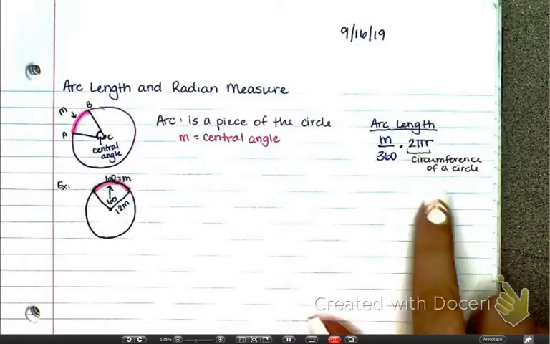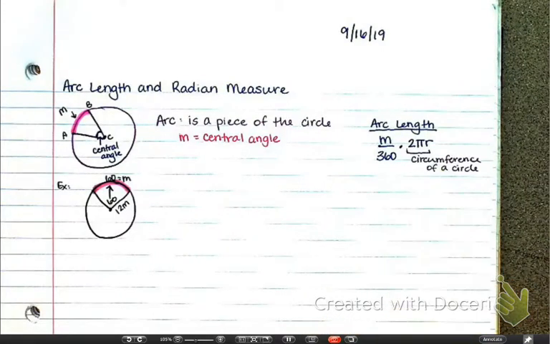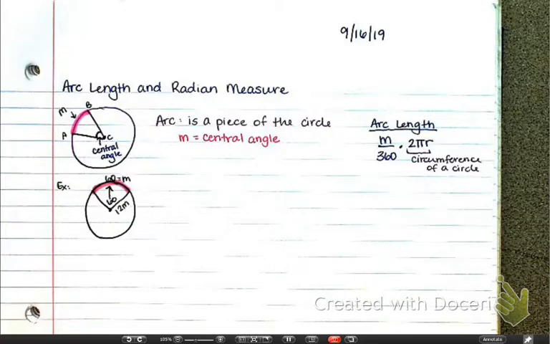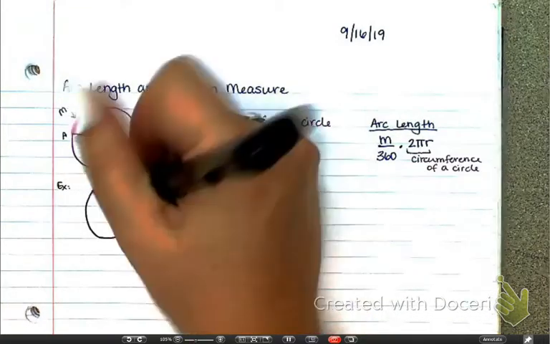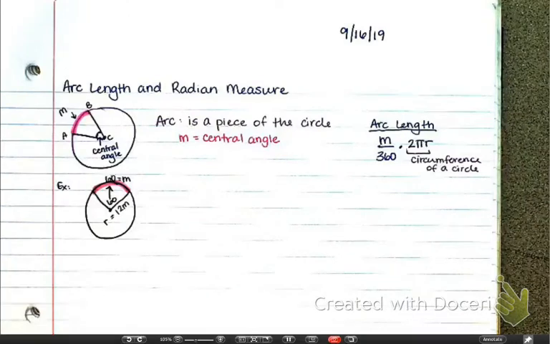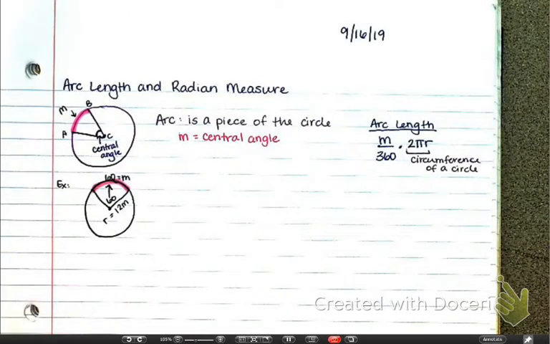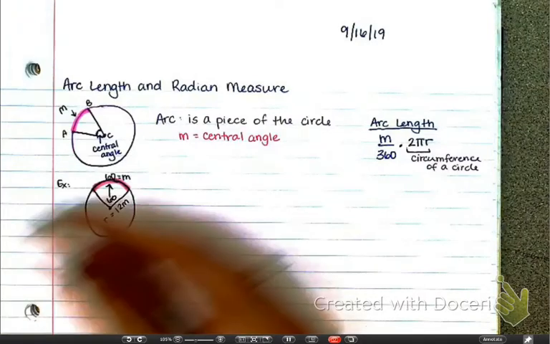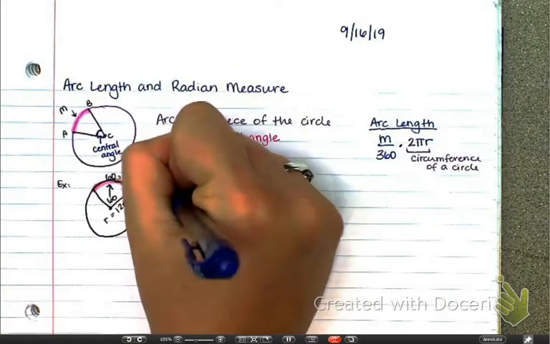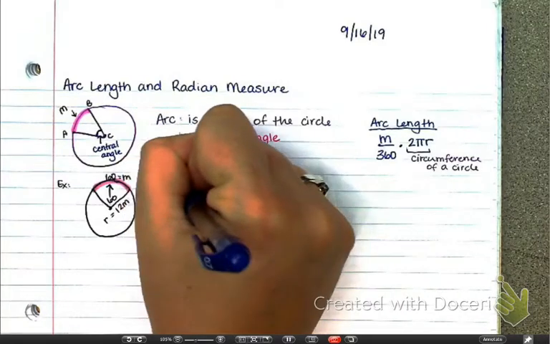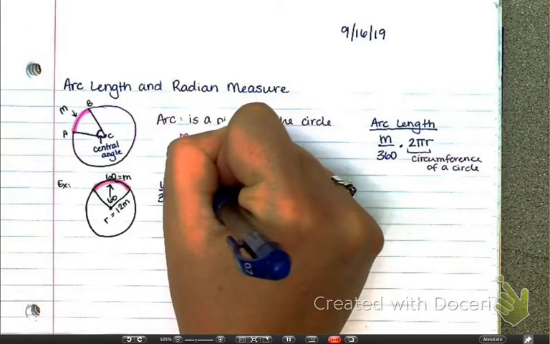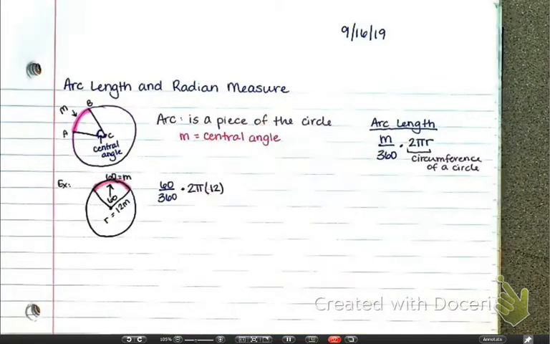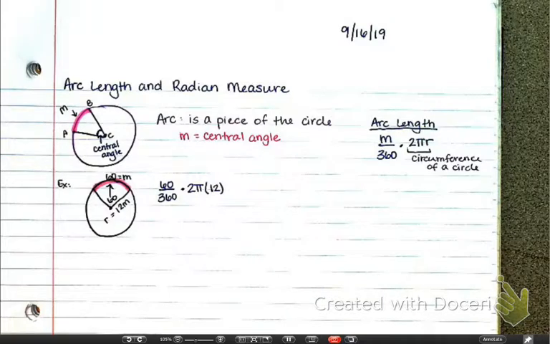What else do I have to be able to plug in? The radius. Do I know what my radius is? What's my radius, Brooklyn? 12. So I have my radius and I have my measure, and we are literally just plugging it in. So 60 over 360 times 2 times pi times the radius. Now, just like with the last unit, we're going to have an exact answer and we're going to do a rounded answer. So let's start with our exact answer.